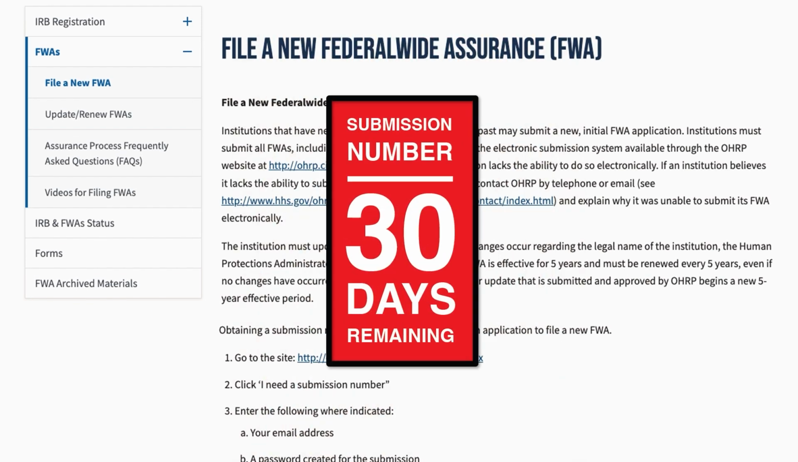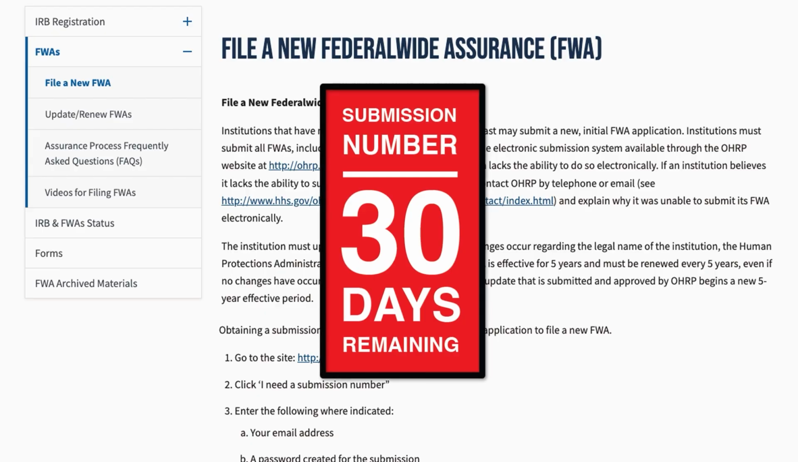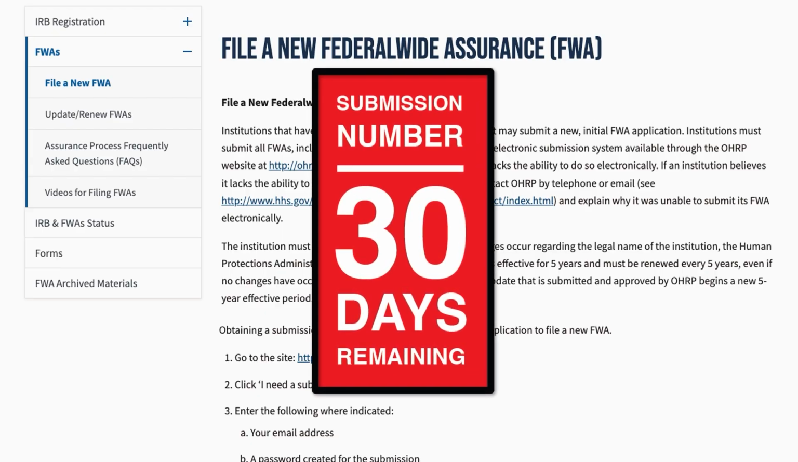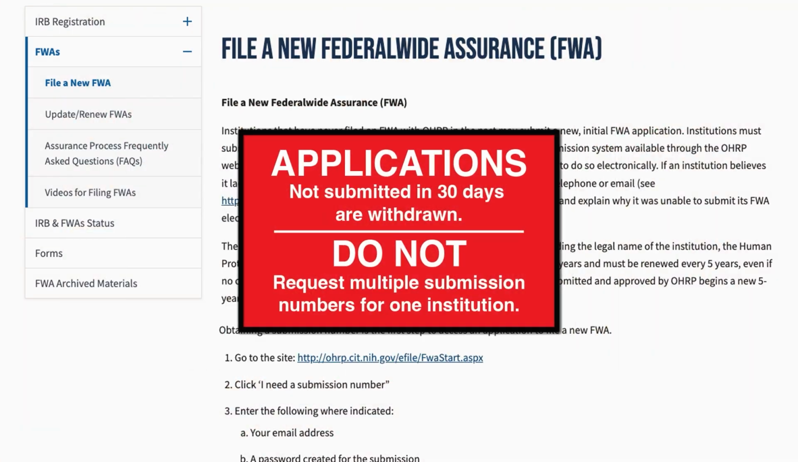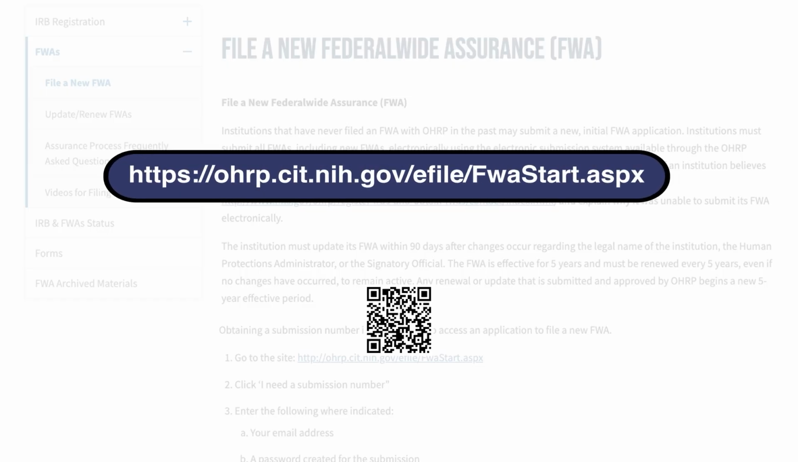And here's the most important thing to remember: that key only works for 30 days. If you don't submit the application within 30 days, the system automatically withdraws it. If that happens, you need to request a new submission number. Please don't request multiple numbers for the same institution. Just use one.